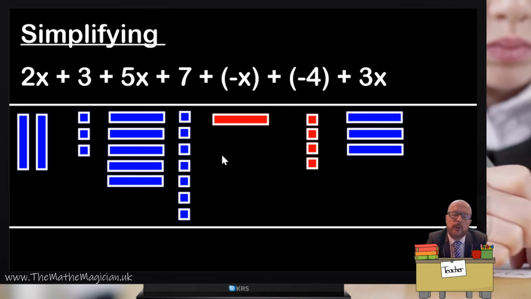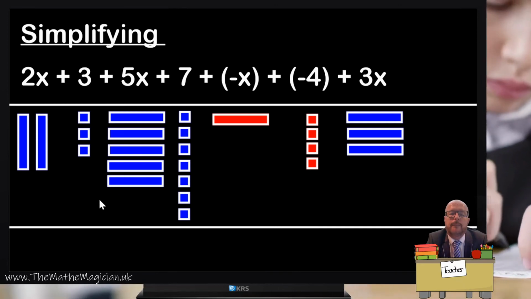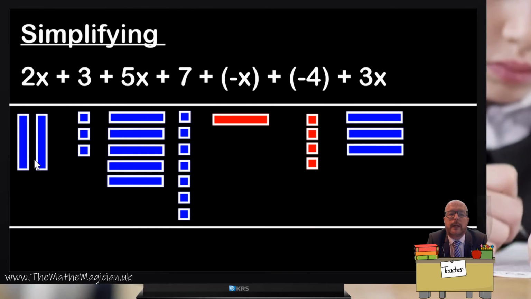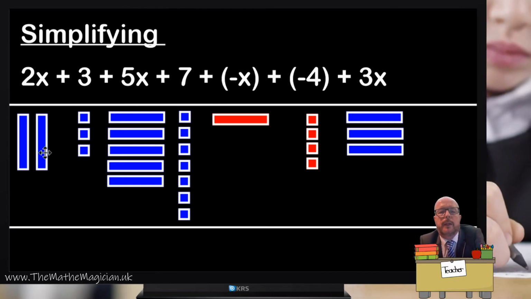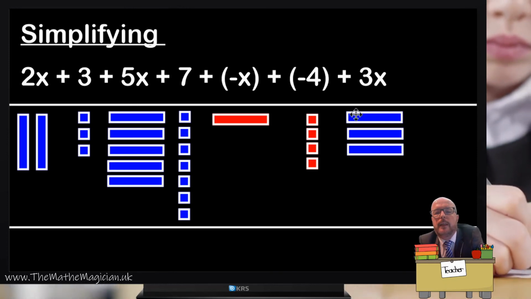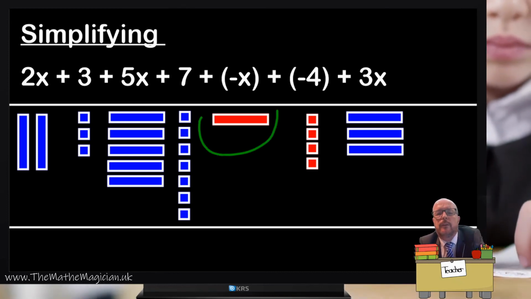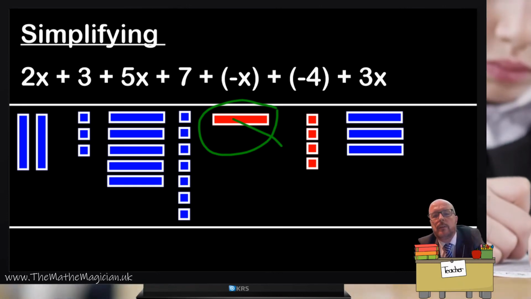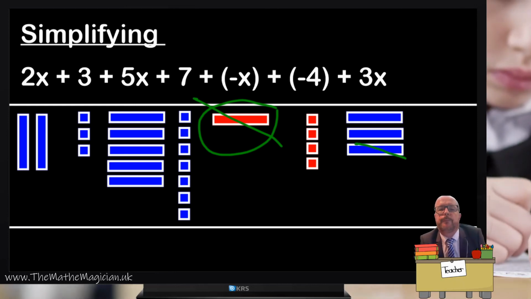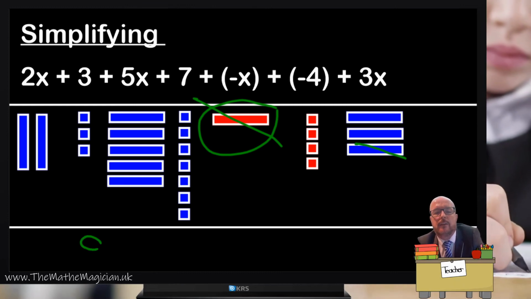And that's what the teacher will have told you in school: add up like terms, collecting like terms. So we're going to start off by adding up the x's. 1, 2 x's, 3, 4, 5, 6, 7 x's, 8, 9, 10 x's in total. But then we've got this red x, which is negative x. So that will cancel out one of my blue ones. So now I've only got 9 x's.